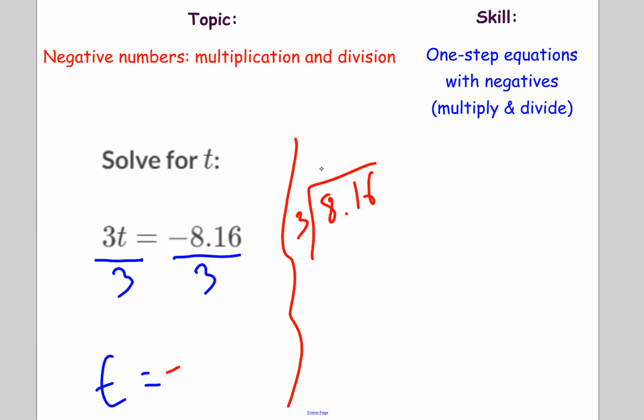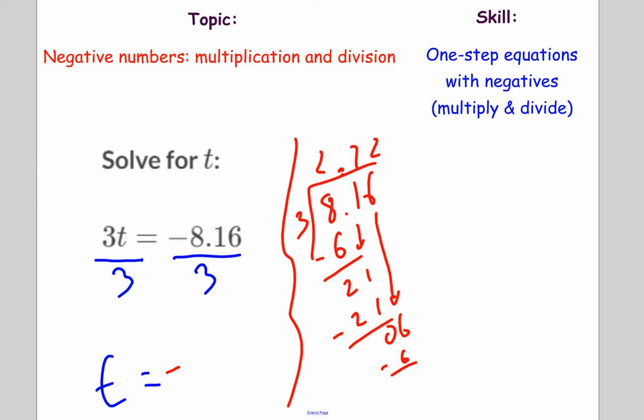So 3 goes into 8. Decimal point's going to be right there. 3 goes into 8 2 times. 2 times 3 is 6. Remainder is 2. Bring down the 1. 3 goes into 21 7 times. 7 times 3 is 21. No remainder, so I bring down my 6. 3 goes into 6 2 times. 2 times 3 is 6. And I am done. So the answer is negative 2.72. All right, that's my answer.